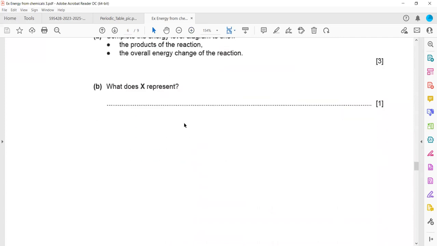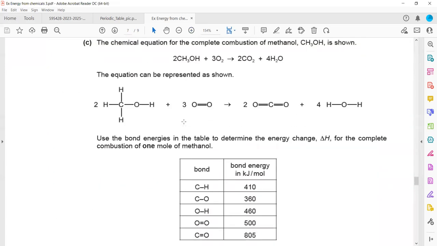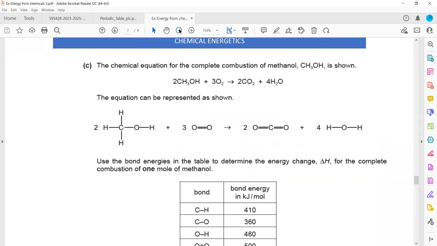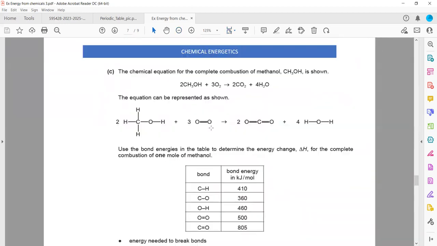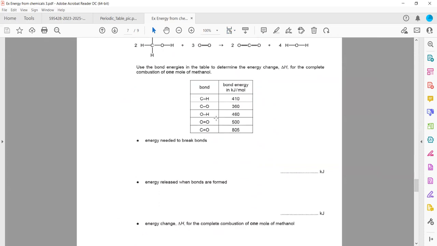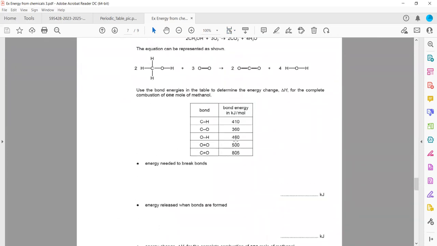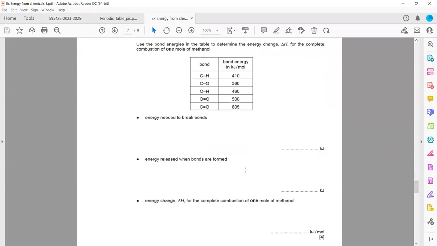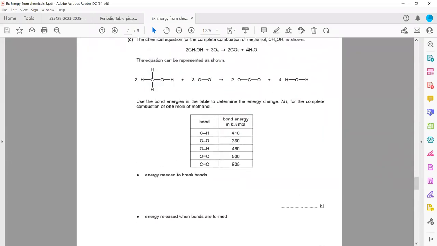Okay, another question, same, in which we need the bond breaking energy and the bond forming energy, and then we need the energy change for combustion of methanol. So first we have to identify the total bonds which we break. The reactant side is always the bond breaking side.